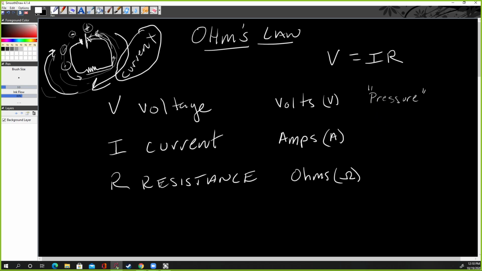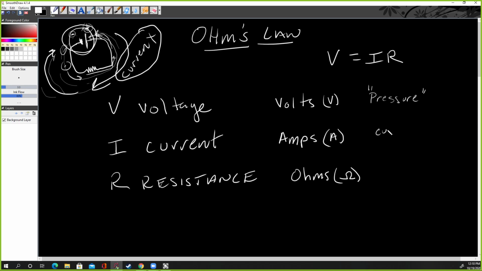Now, so pressure. How much pressure is here is considered voltage. Current is how fast the electrons are moving. It's actually in a unit called coulombs per second. That's how fast the electrons are moving in the wire. And 1 coulomb per second is considered an amp. And that's a lot of current, by the way.